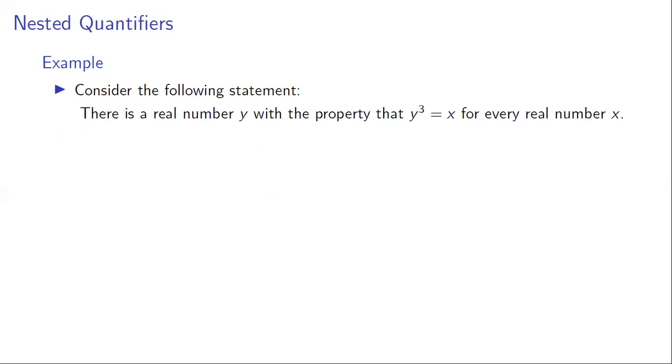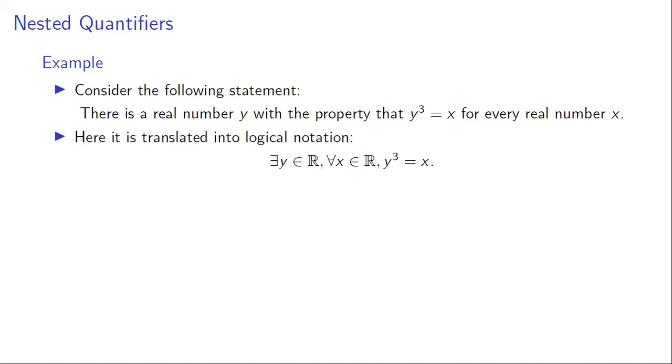Another example. There is a real number y with the property that y cubed is equal to x for every real number x. Again, there's a real number y with the property, meaning it has the following property: y cubed is equal to x for every real number x. Okay, here it is translated into logical notation. There exists a y in R such that for all x in R, y cubed is equal to x.